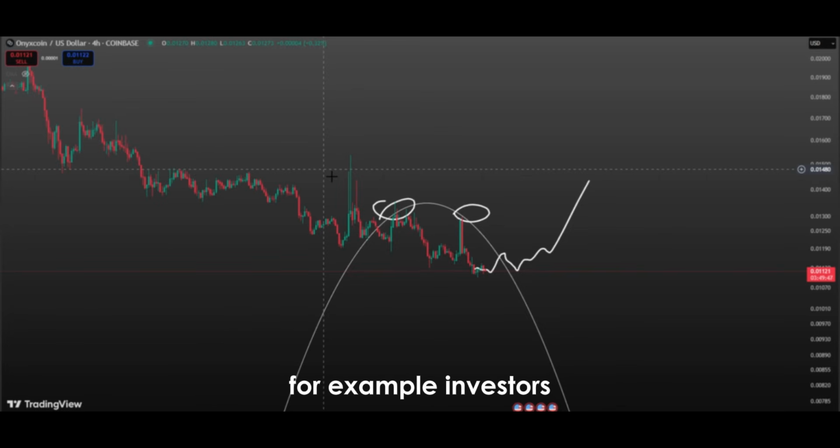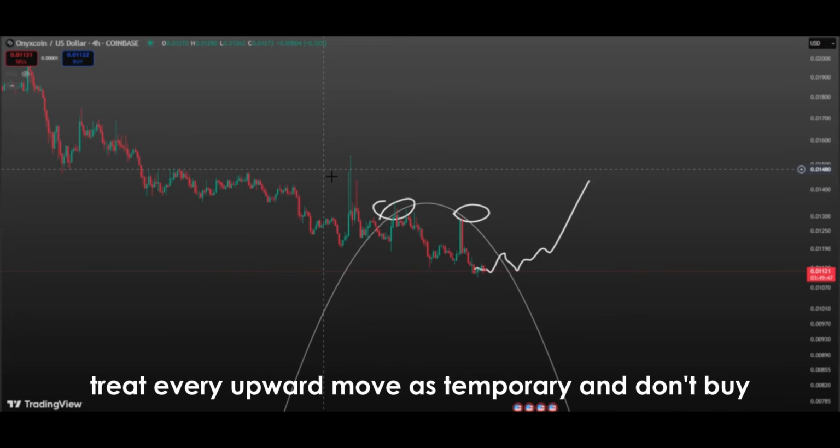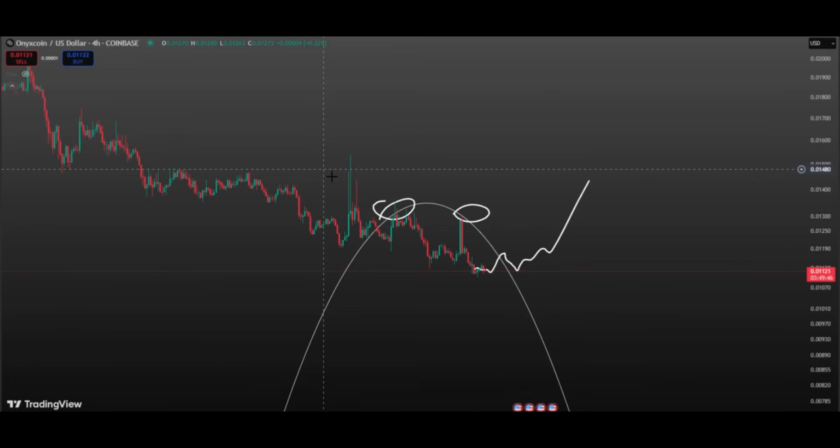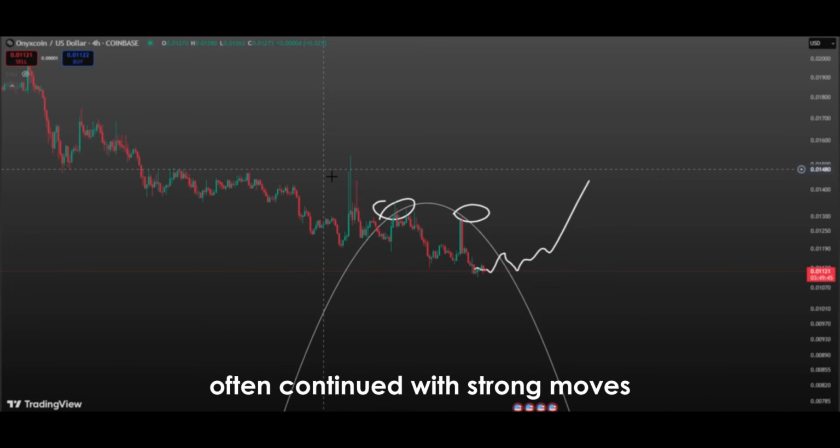For example, investors who have seen the price move below a descending line for a long time treat every upward move as temporary and don't buy. But once the price breaks the line, believing that the downtrend is over, they eagerly turn to buying. This accelerates the rise. Historically, rallies that began after descending curves were broken often continued with strong moves.